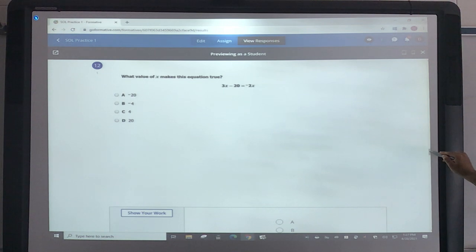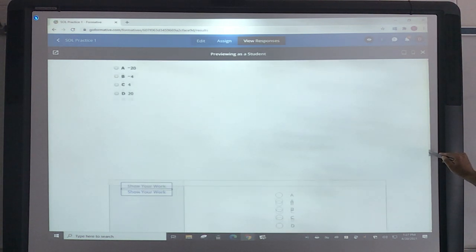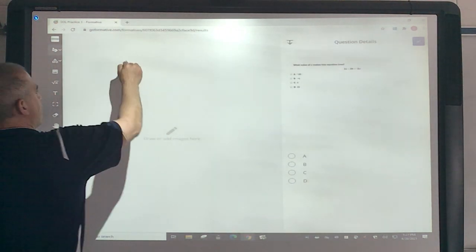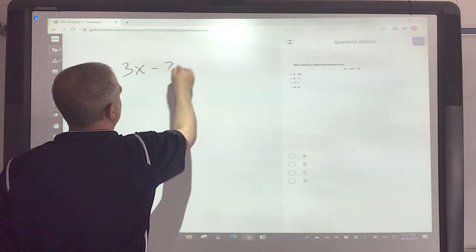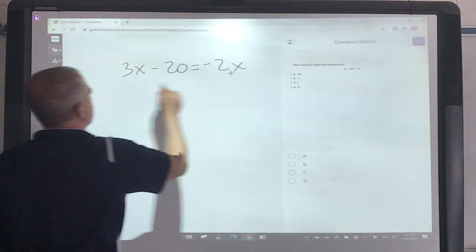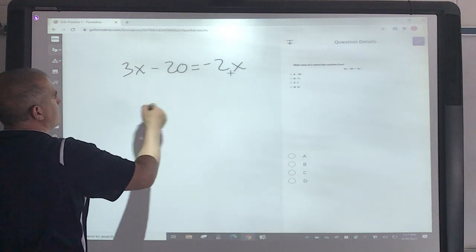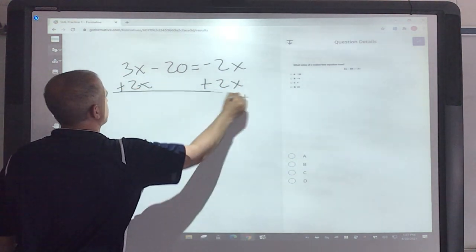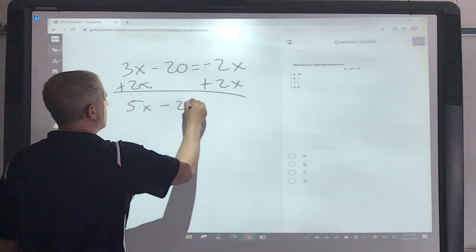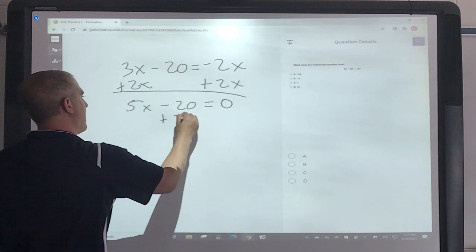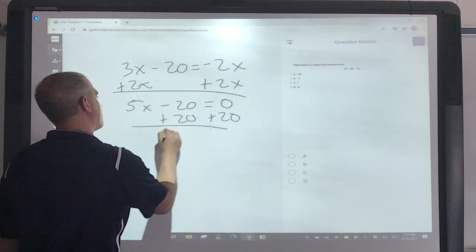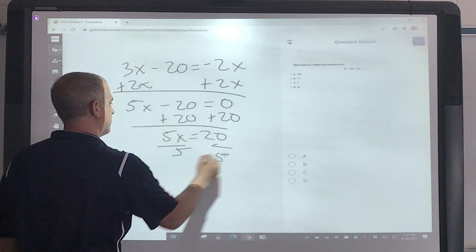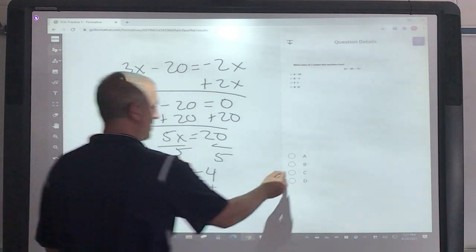Okay, question 12. I think that's the one I'm on now. This is just a regular solving equations question. I got 3x minus 20 equals negative 2x. Now you can do this a number of different ways. You might want to add 2x to both sides. So that's 5x minus 20 equals 0. And I would add the 20. That's 5x equals 20, and divide by 5. I got x equals 4, which would be answer C.